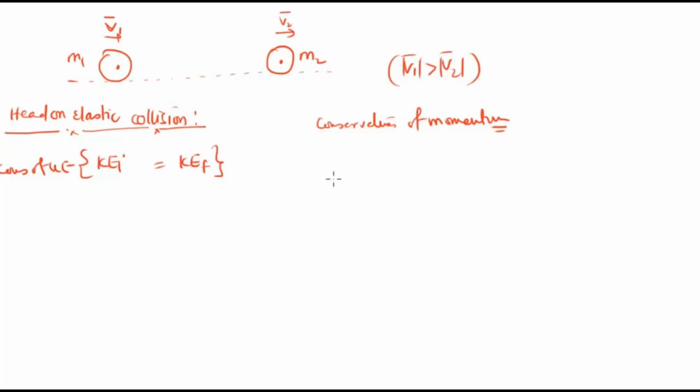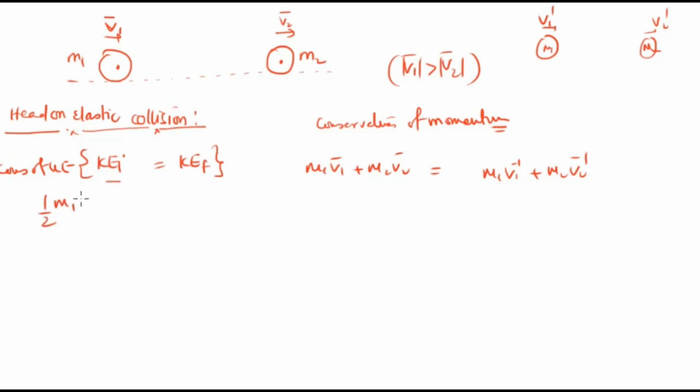Okay, so for that I can write m1 v1 plus m2 v2, and suppose after collision this guy is moving with v1 dash and the second guy is moving with v2 dash, and this is your m1 and this is your m2. So after collision this is going to be m1 v1 dash plus m2 v2 dash. Okay, so Ki equal to Kf is going to give me the relation half m1 v1 square plus half m2 v2 square is equal to half m1 v1 dash square plus half m2 v2 dash square.